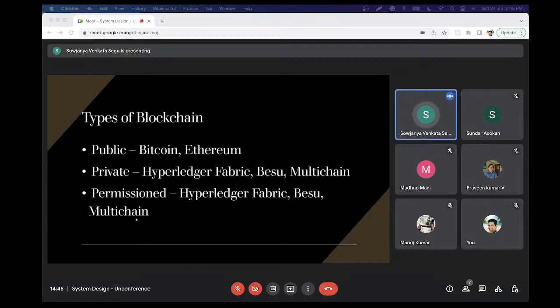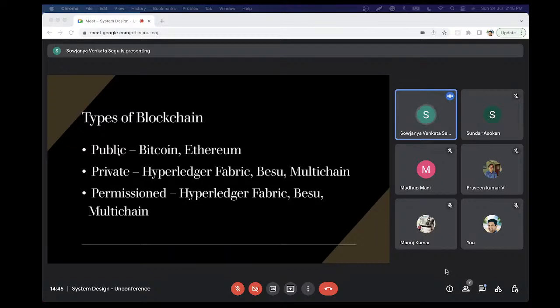There are different types of blockchains: public, private, and permissioned. Public blockchain means anybody can download the blockchain software, if they have the computation power, and be part of the network.